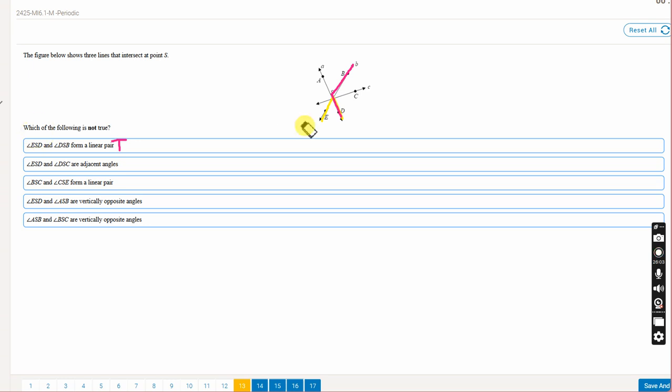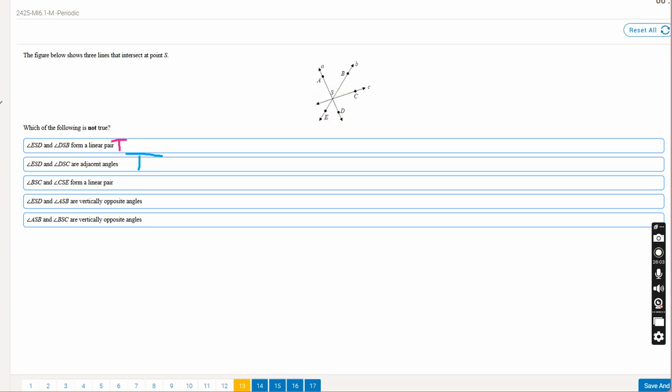The next one, let's check. ESD, and let's choose another color, ESD and DSC. Again, they have a common ray and they're going in opposite direction, not completely opposite each other, but they are in opposite direction. That is adjacent angle. So that's true as well. Let's write T here.